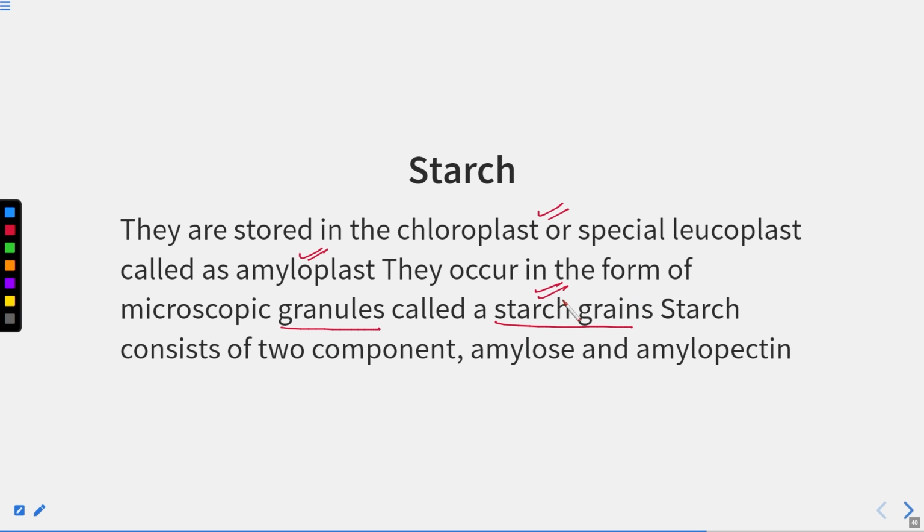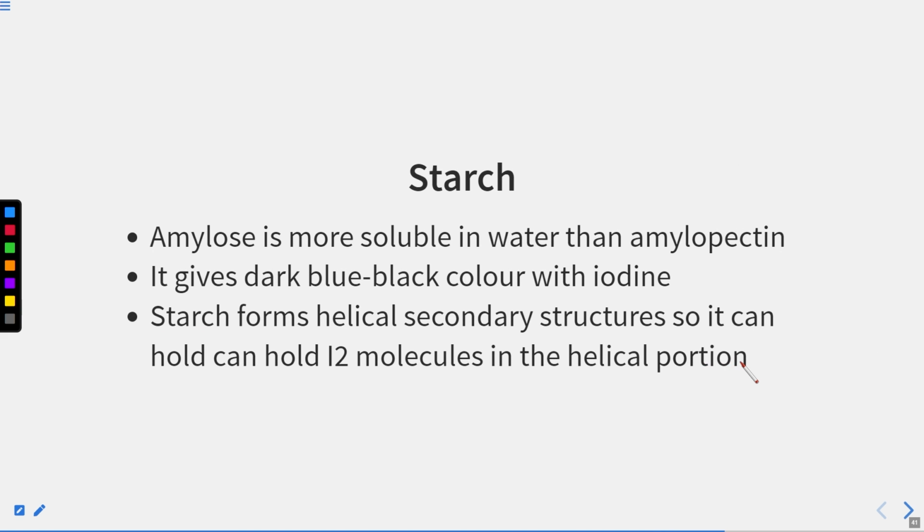They are found in the form of starch grains. You can see them in the microscope as microscopic granules, and they are called starch grains. And starch consists of two components, that is amylose and amylopectin.